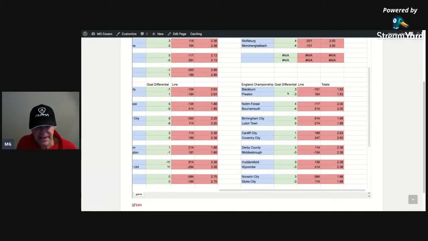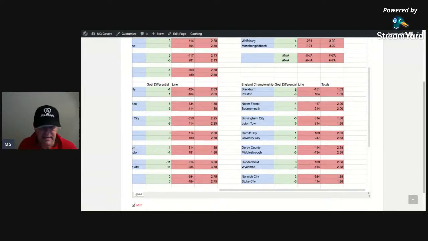Now, this is my line here. This is what we call goal differential. I calculate this differently than a lot of these sports betting sites you see. Blackburn has a slight edge there. And most importantly is the actual line. Our line for this match is Blackburn minus 151. We have Preston at plus 164. The totals line is 1.63. So I'm going to write this down so I don't have to switch between screens. Blackburn minus 151, Preston plus 164.